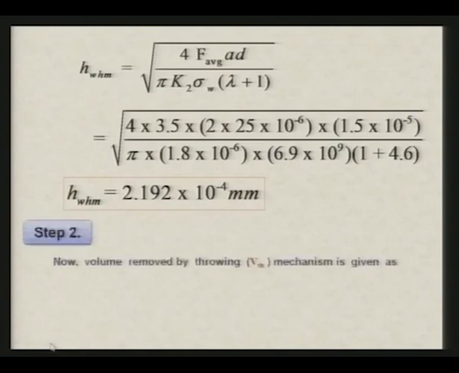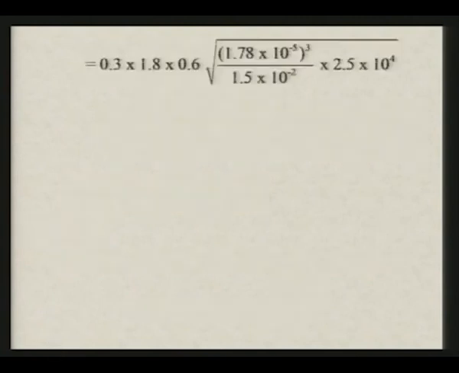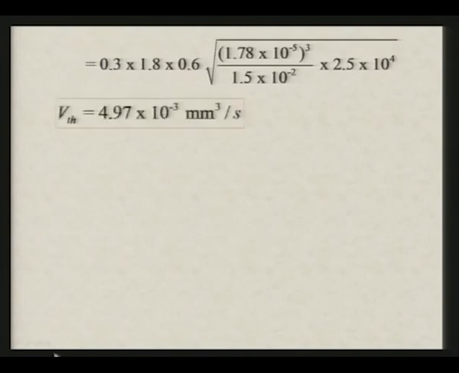Now, volume removed by throwing mechanism is given as follows. This particular equation is to be used for the throwing model that we have already derived, and if we substitute the values of various parameters, we get that the volume of material removed by throwing model is equal to 4.97 into 10 raised to power minus 3 cubic millimeter per second.